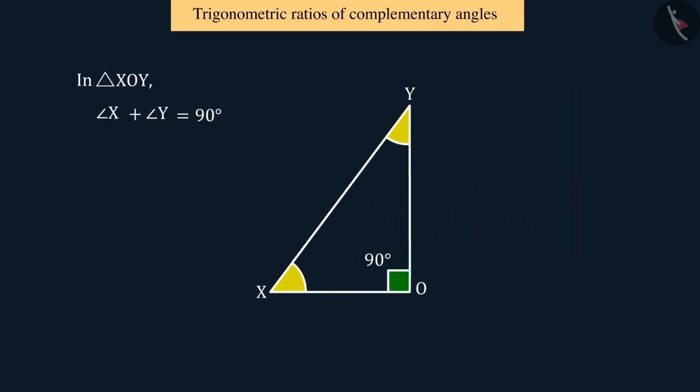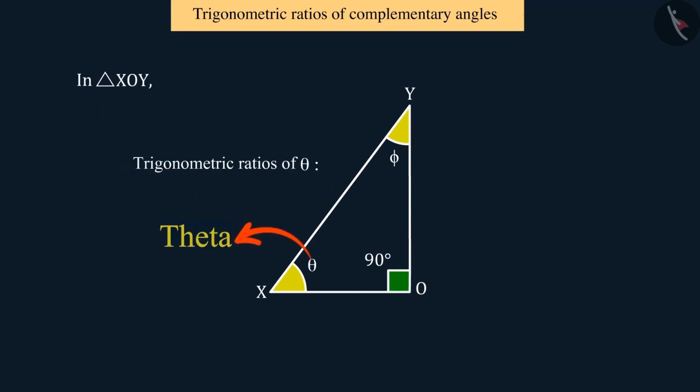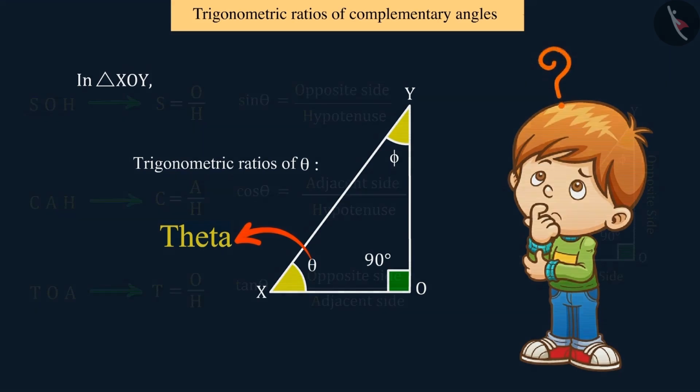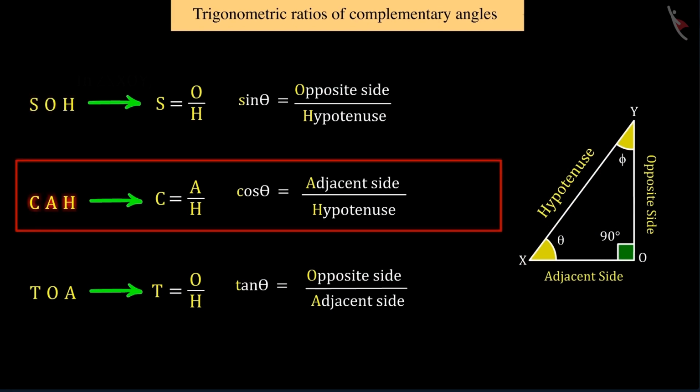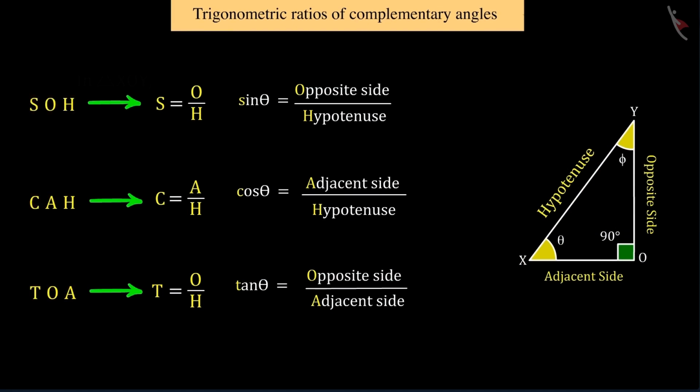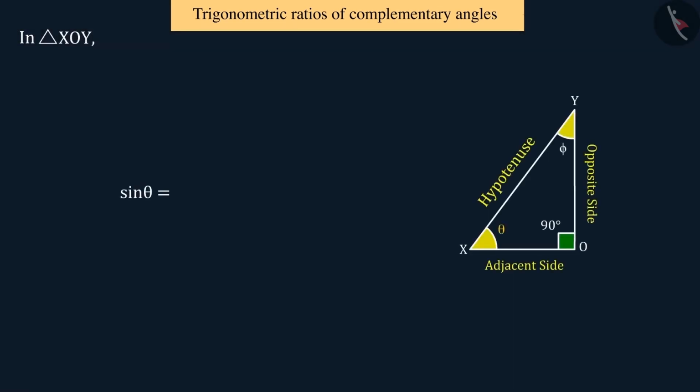Assuming the measure of angle X in the triangle XOY is theta, the measure of angle Y would be 90 degrees minus theta, which we represent here by phi. So, let's find the trigonometric ratios of theta. You can also revise SOH, CAH, TOA to find the value of trigonometric ratios. For sin theta, its value will be equal to the ratio of the opposite side of theta and the hypotenuse.